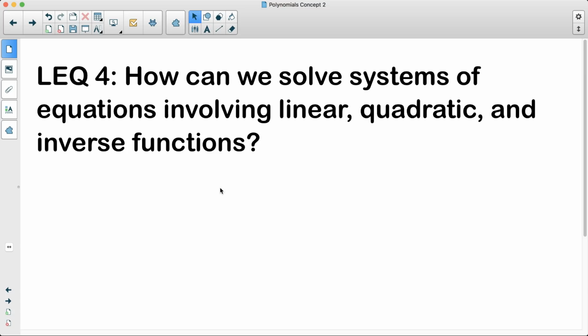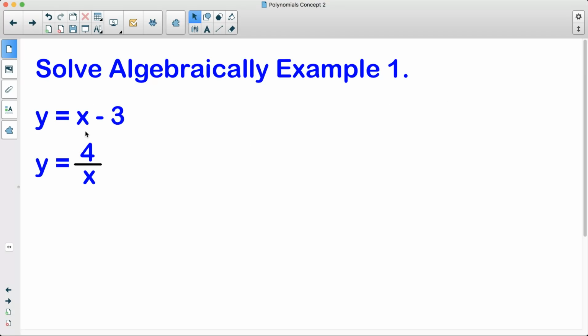This video is going to be on how to solve systems of equations algebraically. So here we have a system, and this is written a little differently than what you've seen before. The previous ones, we already wrote them equal to one another. So here we have y equals x minus 3 and y equals 4/x. First thing we need to do is to set them equal to one another.